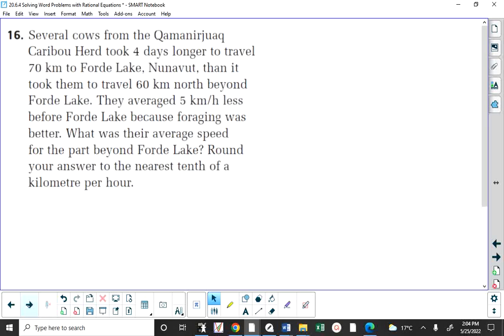One of the things that is piled on top of this, it's a word problem, which is inherently difficult. It's probably going to end up being a quadratic result. And then to pile onto all of this, it's like they're trying to keep all the information a secret from the student here. It's all buried in sentences. Some cows, I don't care where they're from. Cows took 4 days longer to travel 70 kilometers.